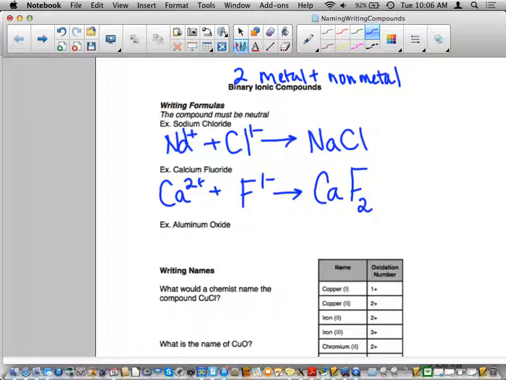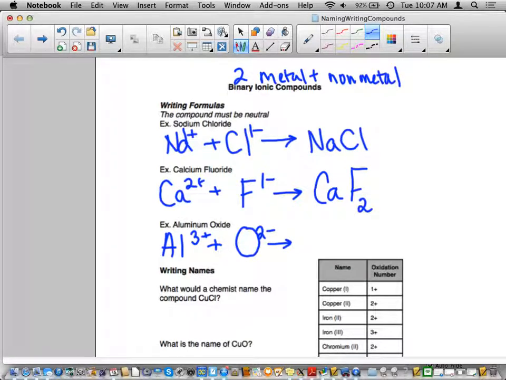All right, aluminum oxide. Aluminum is Al. Aluminum is found in group 3A, so it has a positive 3 charge. I am adding it to oxide, which is oxygen, O, and has a -2 charge because it's found in group 6A.